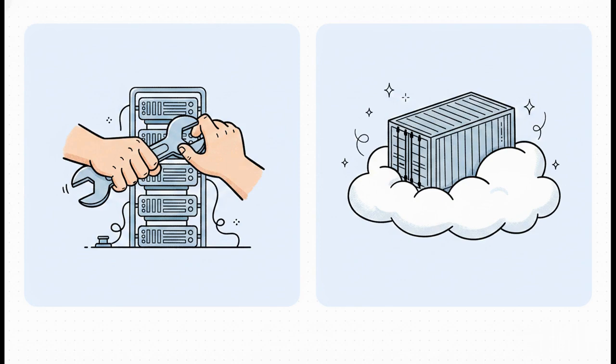Or you can use ECS Fargate. Fargate is serverless compute for your containers. You literally just hand over your container, and AWS manages the entire infrastructure. It takes the server management completely off your plate.